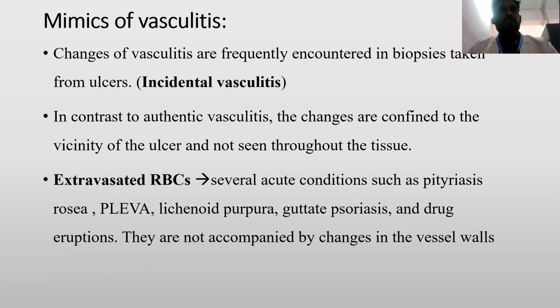What are the mimics of vasculitis? Basically, the changes of vasculitis are frequently encountered in biopsies taken from ulcers, that is incidental vasculitis. In contrast to authentic vasculitis, the changes are confined to the vicinity of the ulcer and not seen throughout the tissue. Extravasated RBCs can be seen in several acute conditions such as pityriasis rosea, PLEVA, lymphomatoid papulosis, petechial psoriasis, and drug eruptions. They are not accompanied by changes in the vessel walls.